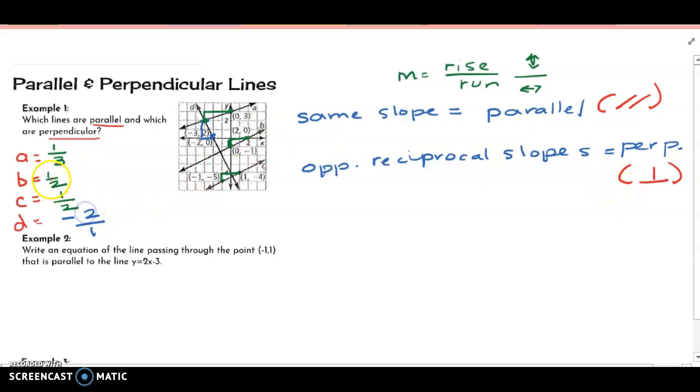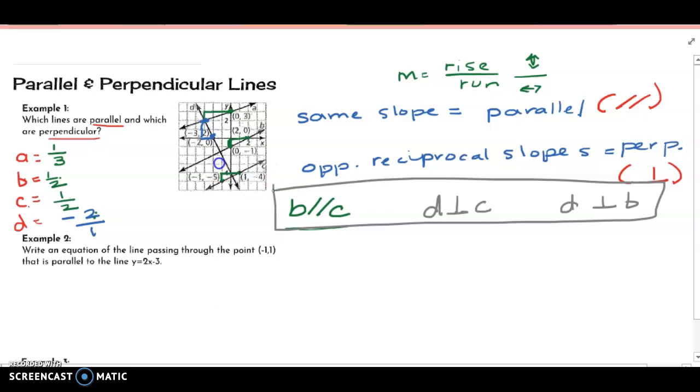All right, so if I look at these, I can see that lines B and C have the same slope, so that means they're parallel. So I'm going to say B is parallel to C, and I'm going to write this in math notation. Line B is parallel to line C, that's what that says. And then opposite reciprocal slopes. So notice that D, negative 2 over 1, is the opposite reciprocal of 1/2. So I can say that D is perpendicular to C, and also D is perpendicular to B. Okay, so here's what I know. And once again, all I had to do is count the boxes to find the slopes.